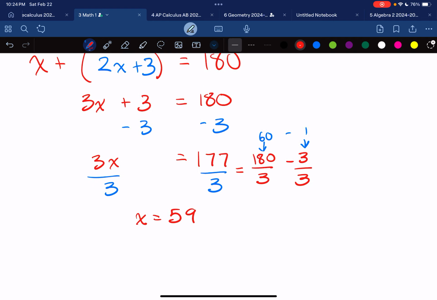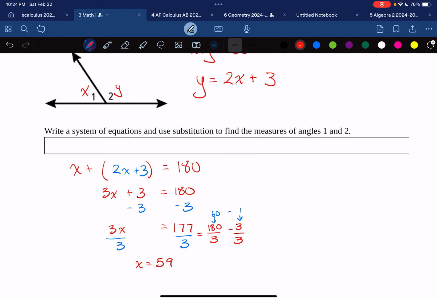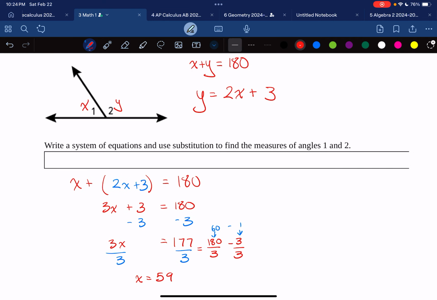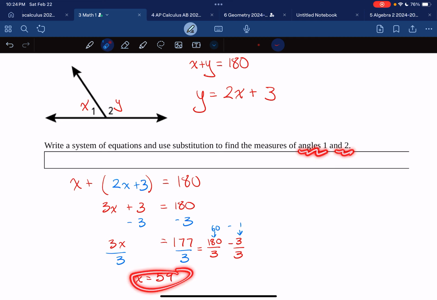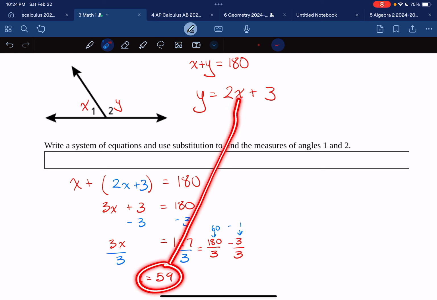So I have one of the two angles solved for, it's 59. And it does tell me in the instructions to write a system of equations, and it told us to use substitution. Good thing I used substitution. If I used elimination, I would have had to come back and redo this problem because I didn't read the instructions correctly. And it tells me to find angle 1 and angle 2. I found angle 1, 59. I just need to find angle 2. So I can plug this x equals 59 either there or there. This one looks easier because there's no multiplication.